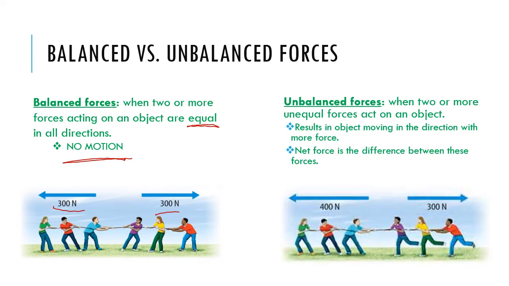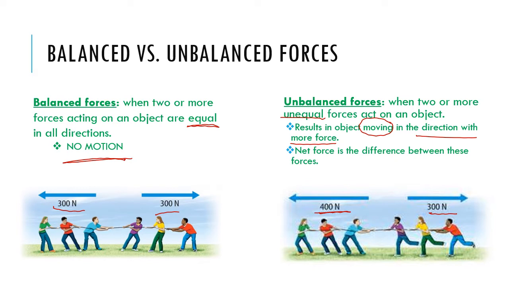In comparison, we have our unbalanced forces. This is when 2 or more unequal forces act on an object. So this is going to result in the object moving in the direction with more force. So in this tug of war game now, our team on the left is pulling with a force of 400 newtons, whereas our team on the right is pulling with a force of 300 newtons. So go ahead and pause it, see if you can come up with the net force.